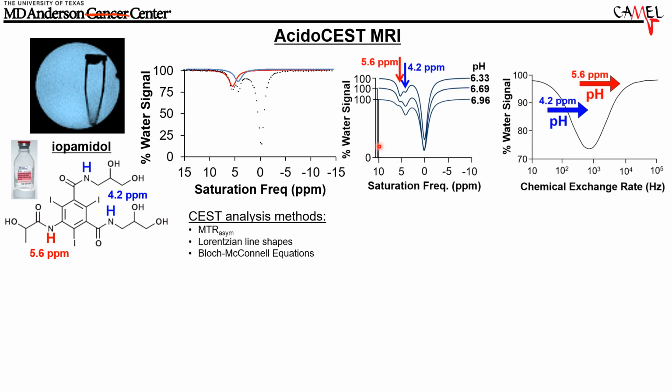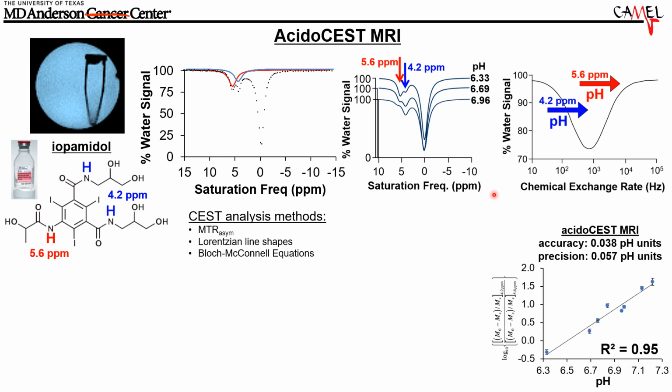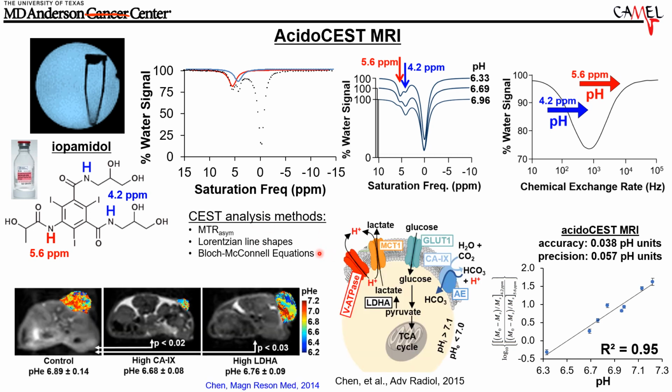The iopamidol is pH dependent and a good candidate for AcidoCEST MRI because one proton loses its CEST effect as the pH increases, while the other proton increases its CEST effect as pH increases due to the differences in chemical exchange rates of these two protons. And this is related to pH. Again, we prefer the more sophisticated Bloch equations for analyses.